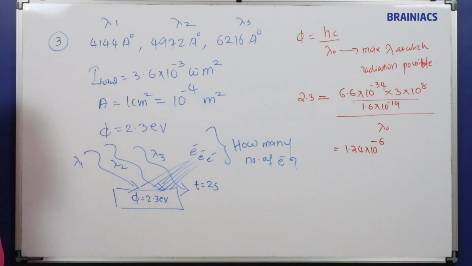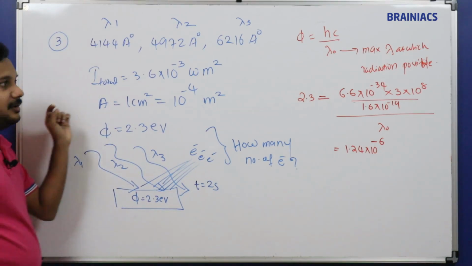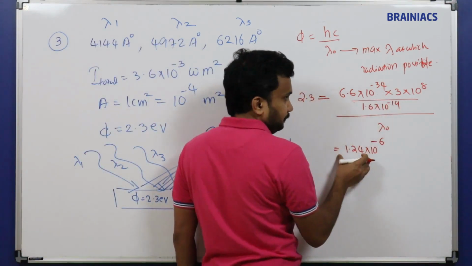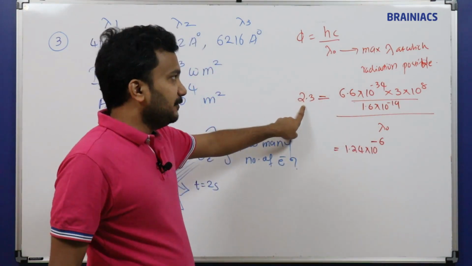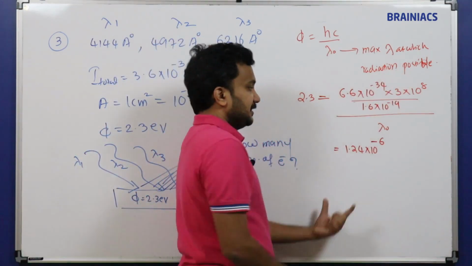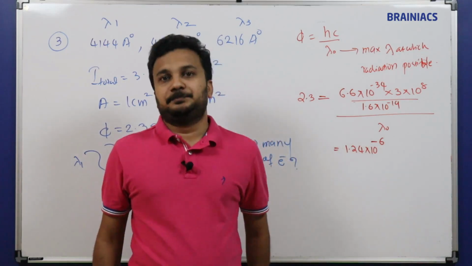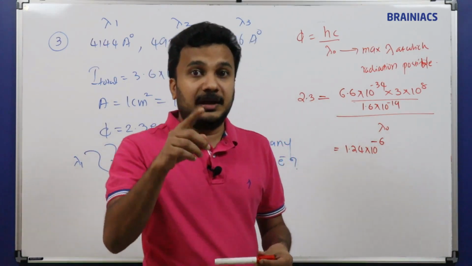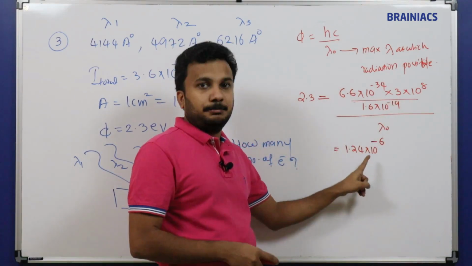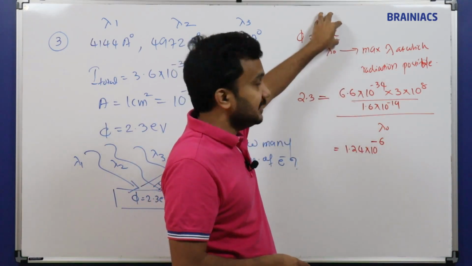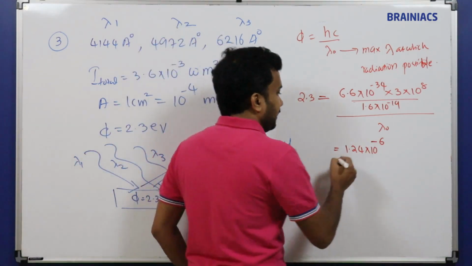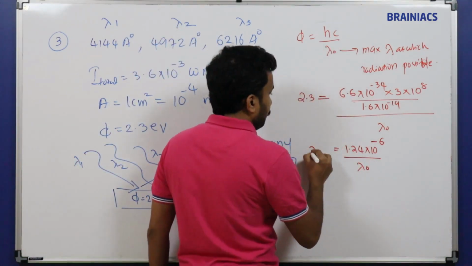1.24 into 10 power minus 6 is the value coming from the solution of the numerator. This value is very important: if the question is given in terms of electron volt, the complete value is like this, and you have to remember it. Why? Because while answering, it will help you save time. Instead of multiplying hc and then dividing, if you directly write this value, it will save your time. Divided by lambda 0 is equal to 2.3.